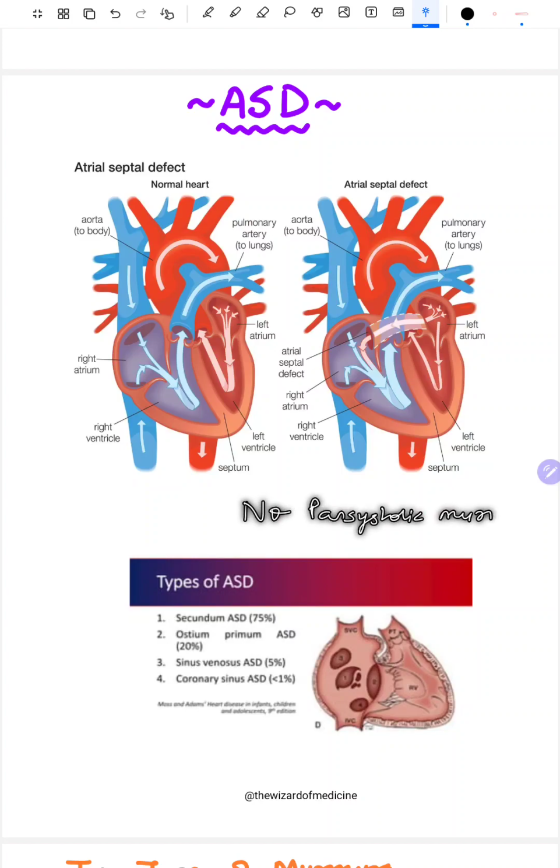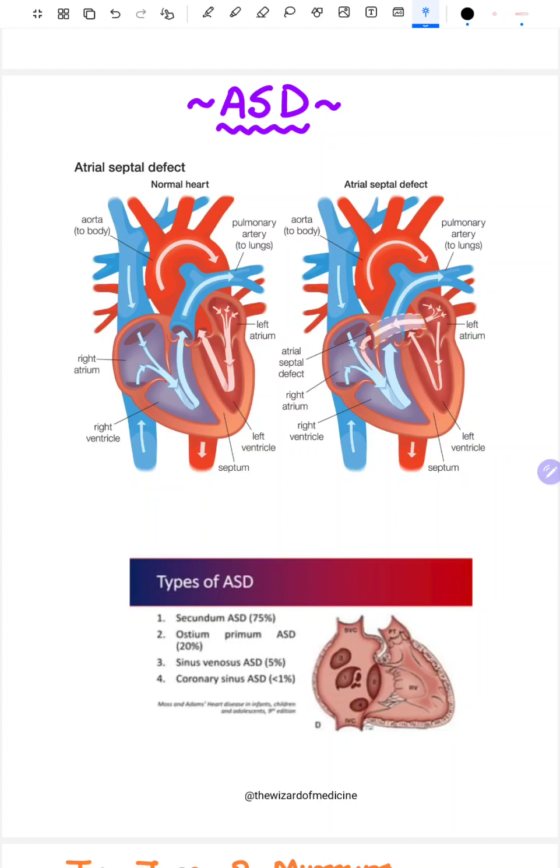Okay, so why is it so? This is because the left atrium does not have as much blood as compared to the left ventricle. So when the blood moves from the left atrium to the right atrium, there is not enough blood to create the turbulence needed for a pansystolic murmur. Therefore there is no shunt murmur here. But yes, we definitely have two flow murmurs as we previously read about.